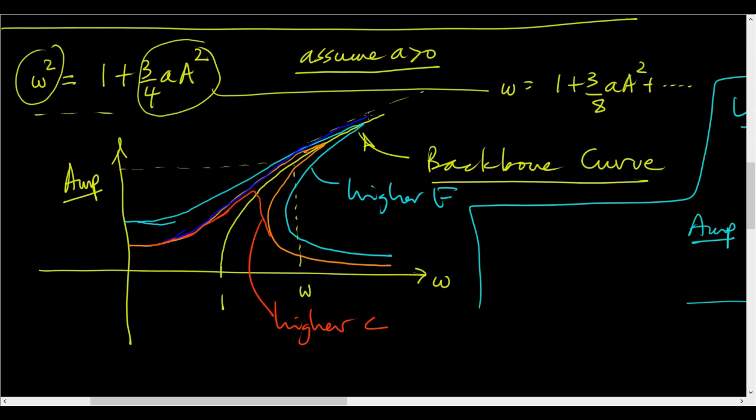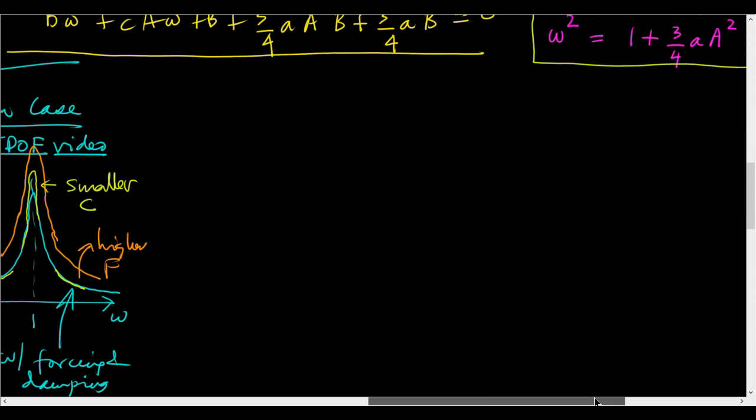Larger amplitude, this part largely unaffected. This is lower C. Okay, how do we get all these solutions? That is from numerical solution of the harmonic balance equations or other methods. All right, so now what do we know about these solutions?